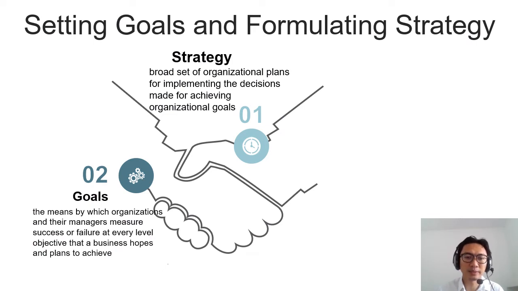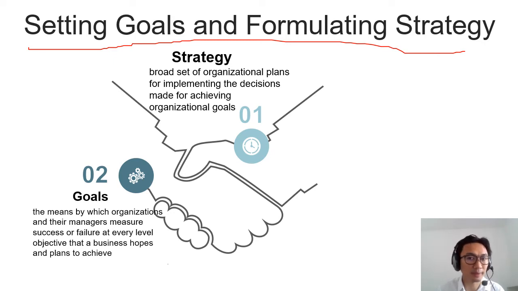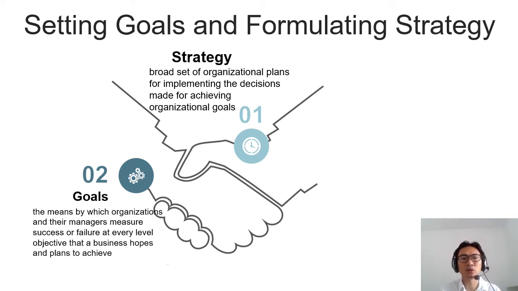Okay guys, as you can see here, the topic is setting goals and formulating strategy. Obviously, this is a manager's responsibility. They are the ones who are supposed to formulate strategies and set up goals. But before we discuss further, let's take a look at the definitions first. To make it simple, goals are things that the business hopes and plans to achieve, while a strategy is the organizational plan to implement the decisions made to achieve those organizational goals.